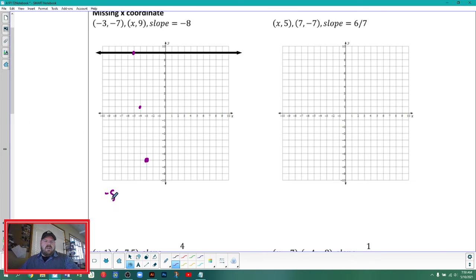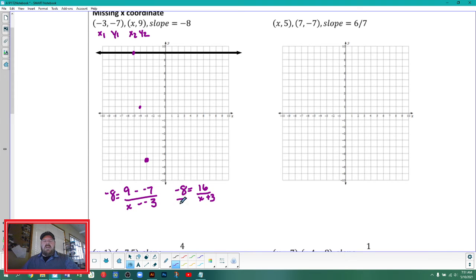So I have a slope of -8. Again, I'm going to try to put the unknown in the 2 spot. And the difference here is that my unknown is going to be on the bottom. 9 minus -7 on top, x minus -3 on the bottom. So that's going to turn into -8 is equal to 9 plus 7, which is 16, over x plus 3.